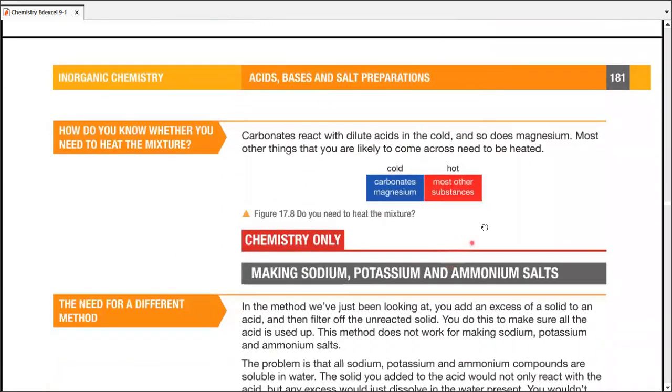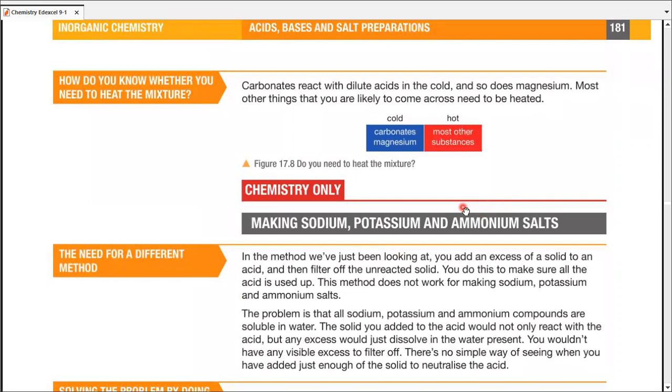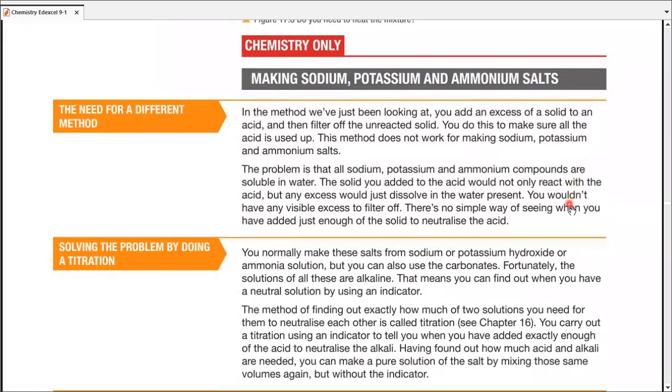And how would you know whether you need to heat the mixture or not? If you're reacting carbonates or if you're using magnesium as a metal, do not heat the mixture. For most of the substances, if you're taking oxides or hydroxides, or if it's not magnesium, if it's not a carbonate, heat the entire mixture to get your process quick and correct. This is what we studied last time.